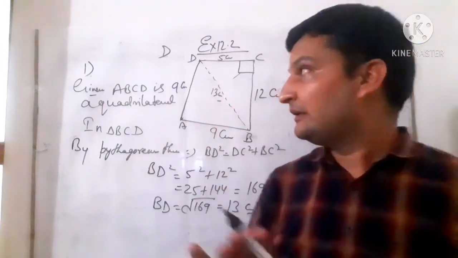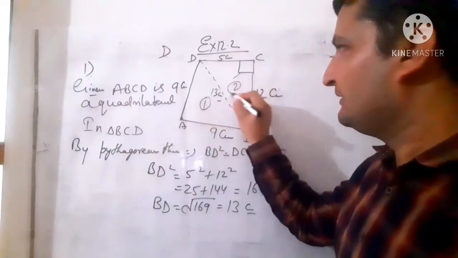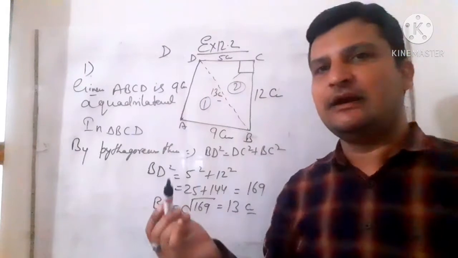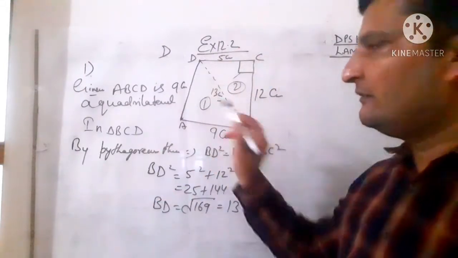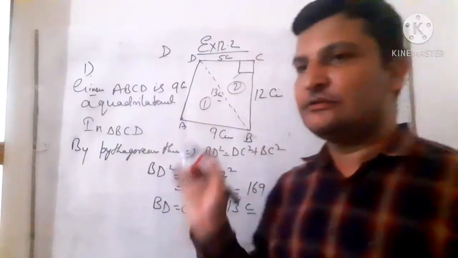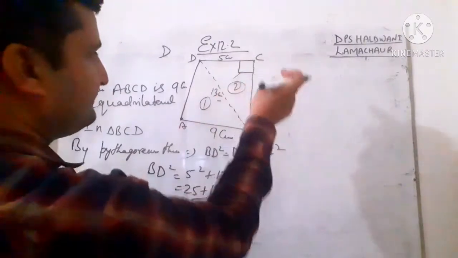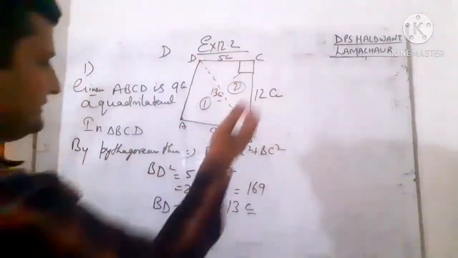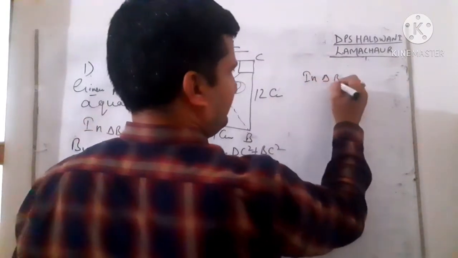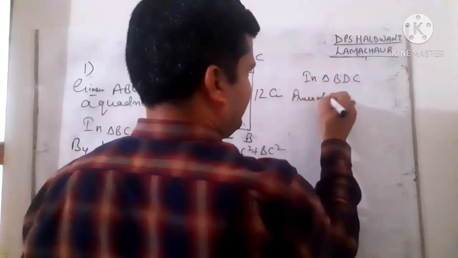So students, now two triangles are here. The first triangle is this one and the second triangle is this one. When we find the area of both triangles, we add them and find the area of the whole quadrilateral ABCD. So students, first we will use the formula in triangle BDC: area of triangle BDC.